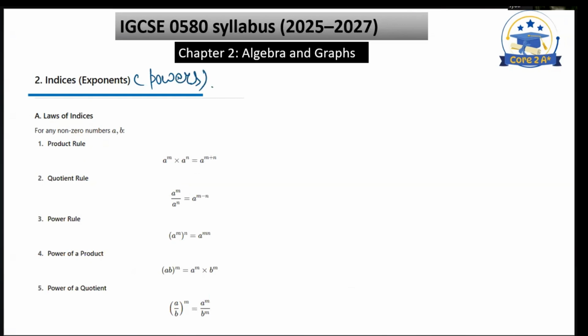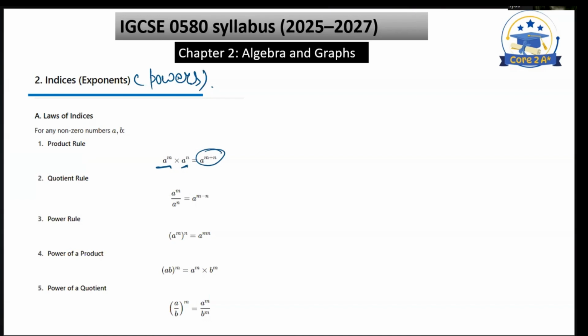Powers. So here we have the laws of indices. How many laws? There are some laws, and they are very easy to learn. You can easily memorize them, and actually you don't need to memorize, just solve the questions based on them and you will get better. Okay, so the product rule: if we have the same base but different powers, or different exponents, what we have to do is add them, right?